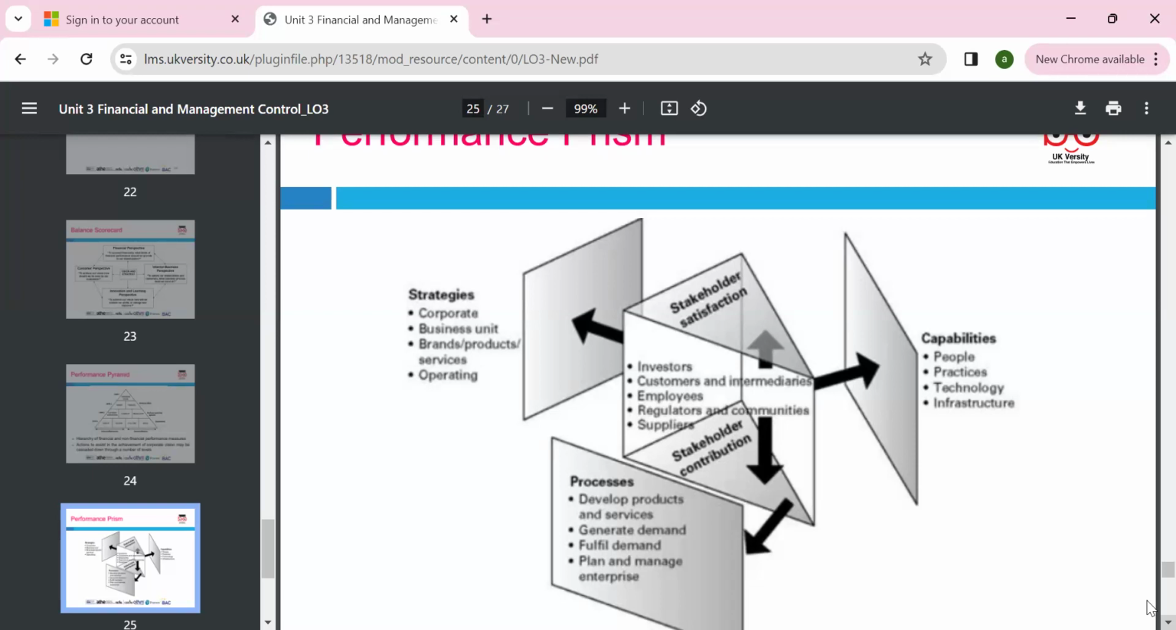Okay, so we look at the current capabilities: people, practices, how efficient people are, and how much revenue we generate per person. We look at the practices: are they up to date and relevant? What about the technology? What sort of technology are we using? If we are using the latest technology, what's happening in terms of cost? Is the cost coming down or going up?